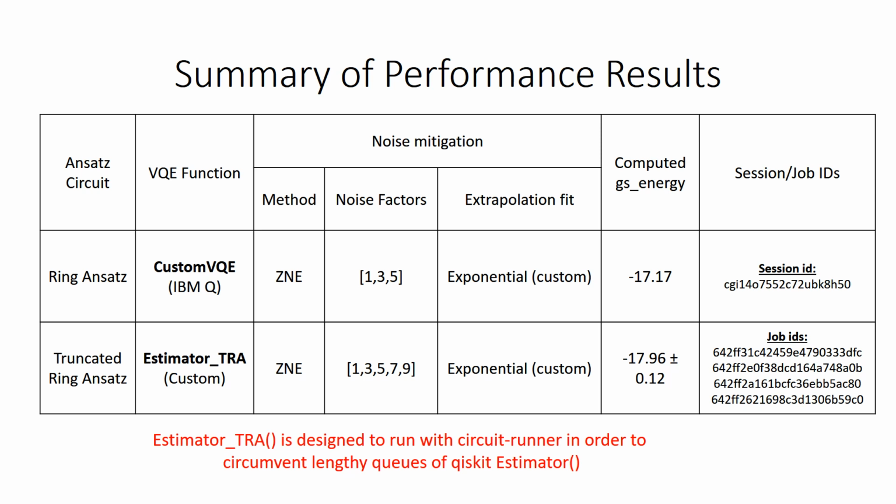By contrast, the truncated ring ansatz was run with a custom estimator TRA function that is specifically designed to run with the circuit runner in order to circumvent lengthy queues of the Qiskit estimator. That was able to achieve minus 17.96 value of the ground state energy, which is within 1% relative error. And the second row shows the corresponding job IDs for your reference.